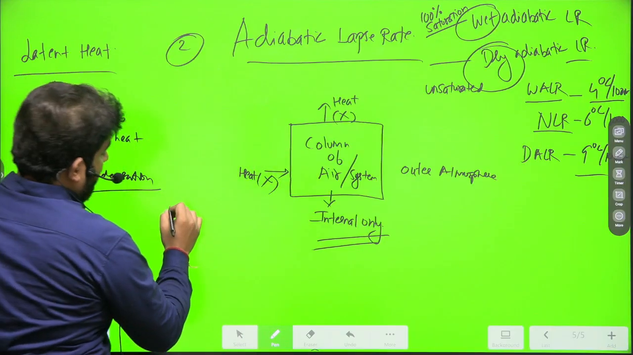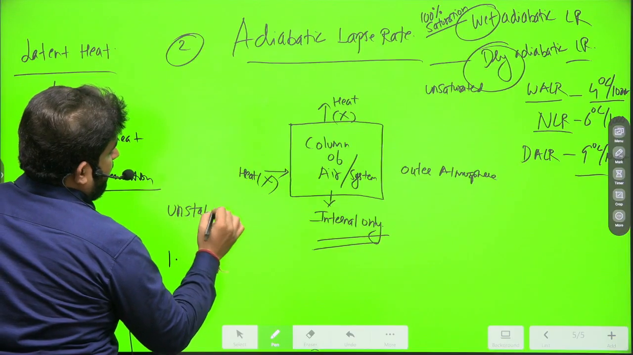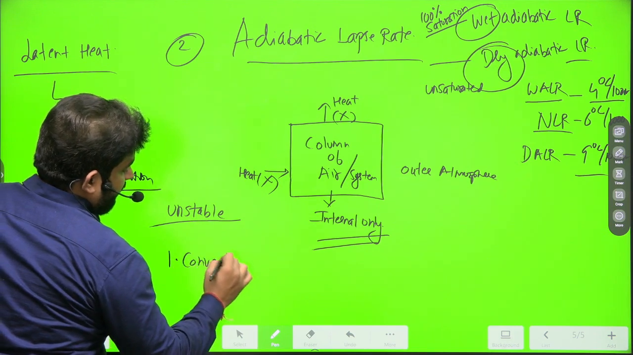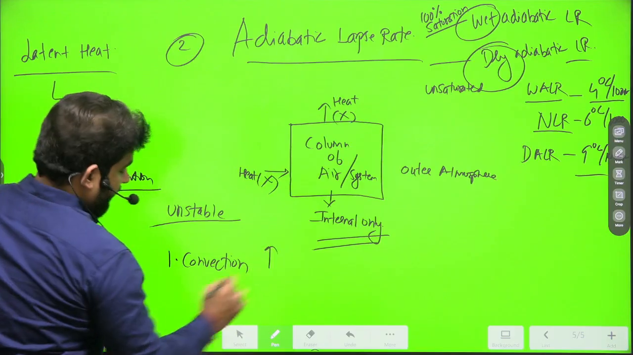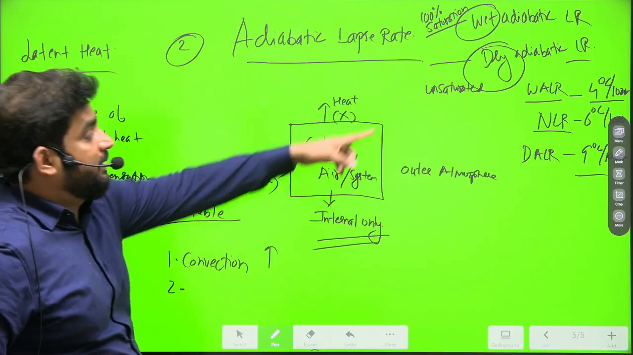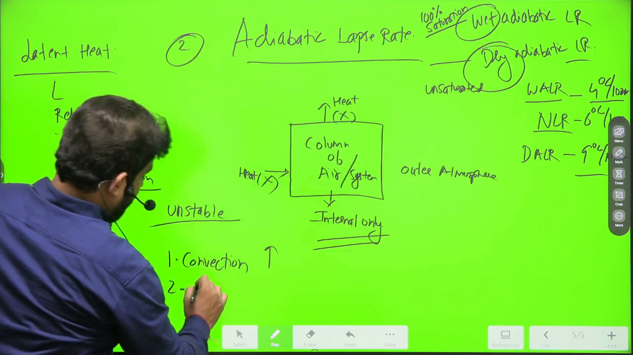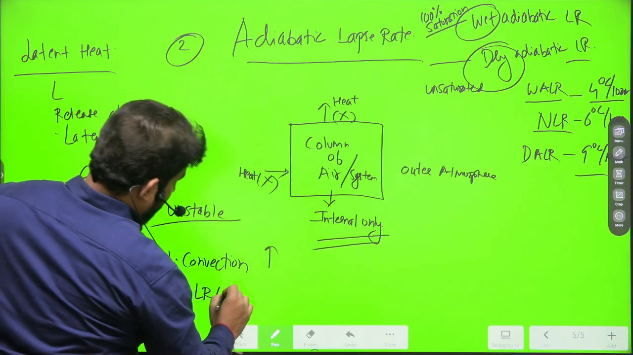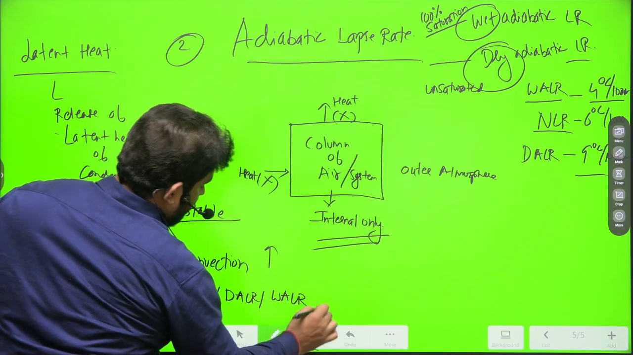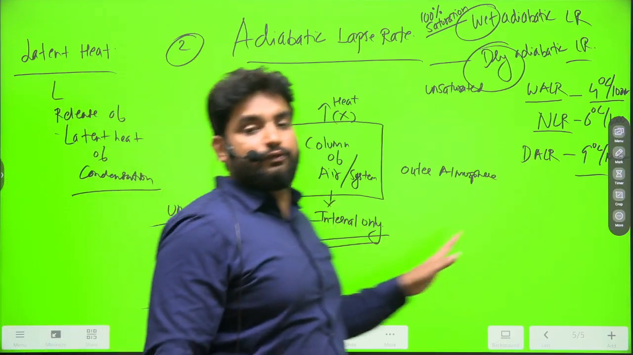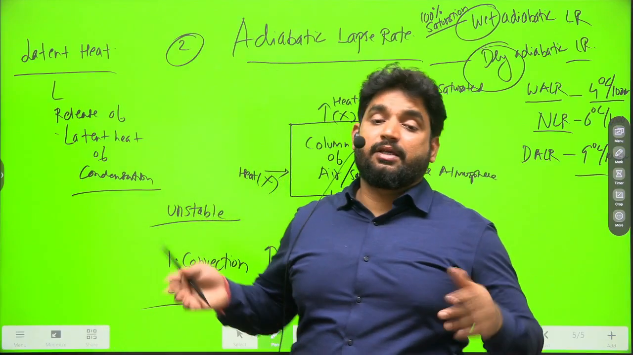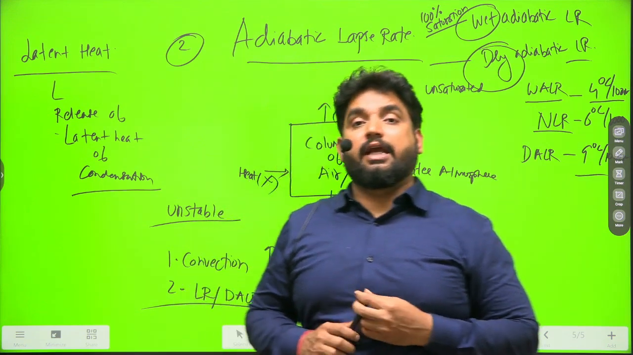For an unstable condition to take place, the first condition is there must exist convection. That is the rise of air. And secondly, it depends upon the stability or instability of the atmosphere, which depends upon the normal lapse rate or the dry adiabatic lapse rate or the wet adiabatic lapse rate. So, students, this was the concept of lapse rate, latent heat, and what are its types and why there exists a lapse rate in the atmosphere.